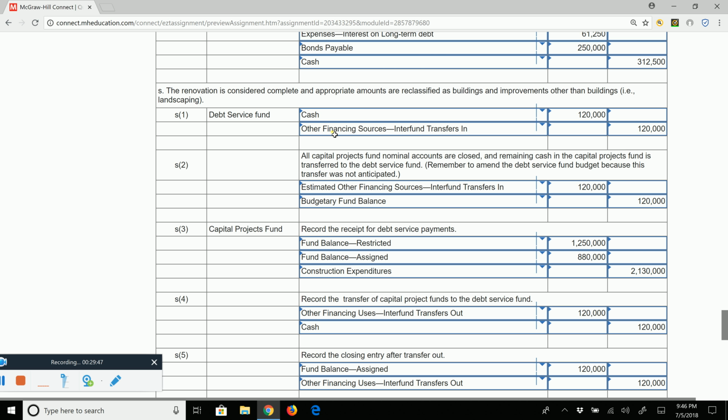All right. And that money we weren't expecting. So the debt service fund, once we receive this $120,000 newfound money, we will properly budget for it. So journal entry S2 is a budget amendment. We will debit estimated other financing sources, credit budgetary fund balance.